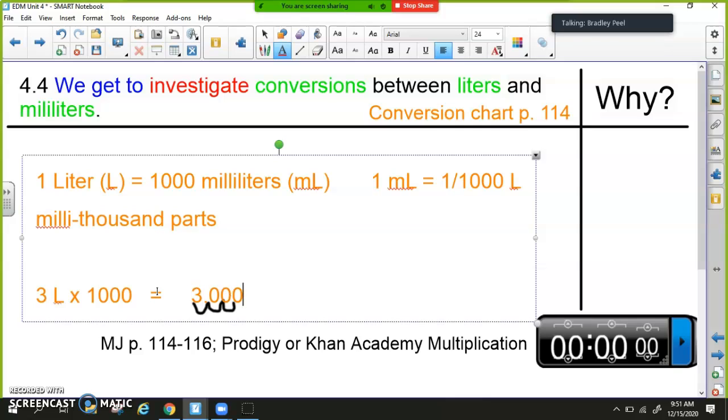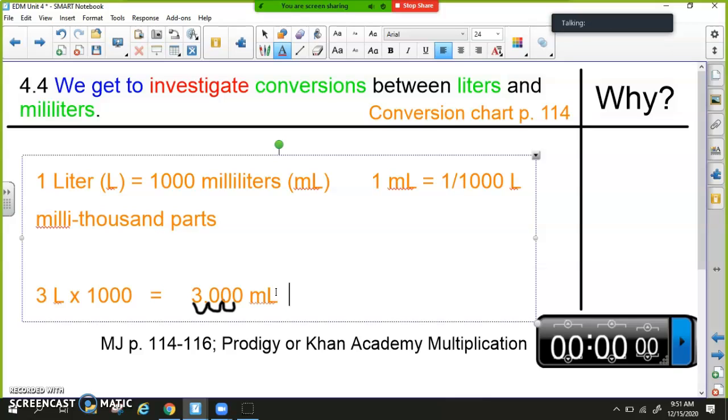milliliters. Okay. So just remember when you're writing down those conversions between liters and milliliters, when you're in the milliliters column, there's going to be thousands more milliliters than liters. Just make that comparison. And you can look on that conversion chart on page 114, and you'll see where it says 3 liters, and the line also marks 3,000 milliliters.